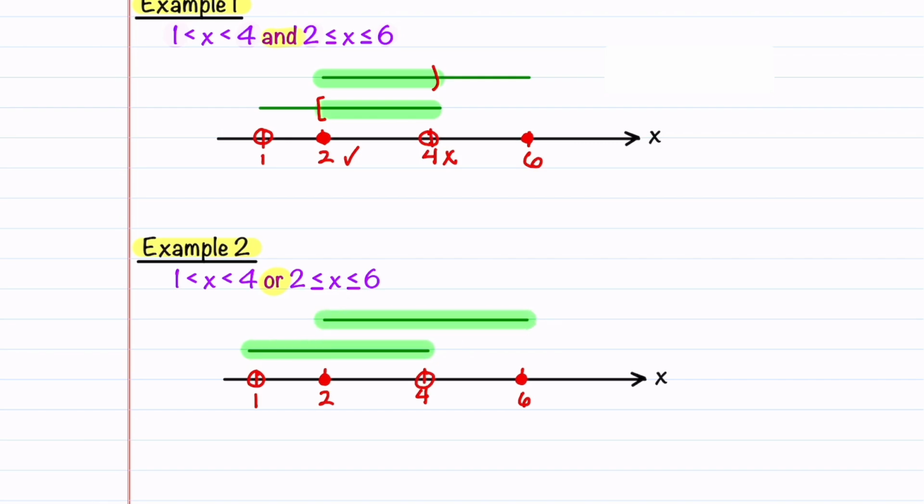Our last step is to mark where we have parentheses and where we have brackets. We have a parenthesis at 1 and a bracket at 6. Our final answer is then 1, 6, with a parenthesis at 1 and a bracket at 6.